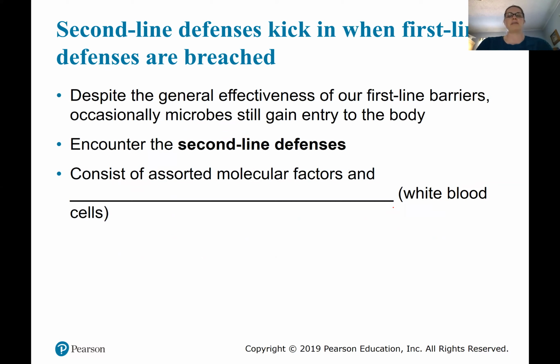The second line of defense kicks in when the first line is breached. There are assorted molecular factors, which we'll talk about, and also what we call leukocytes, L-E-U-K-O.